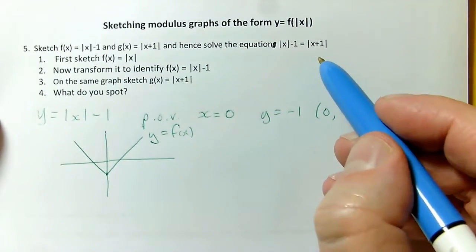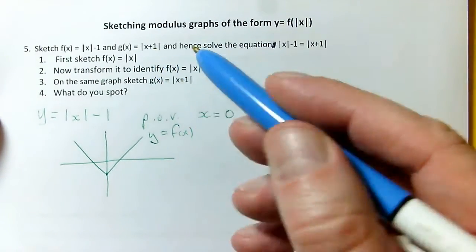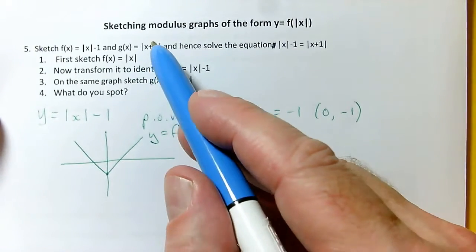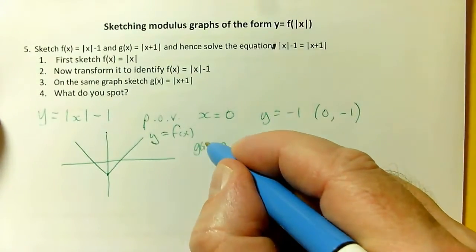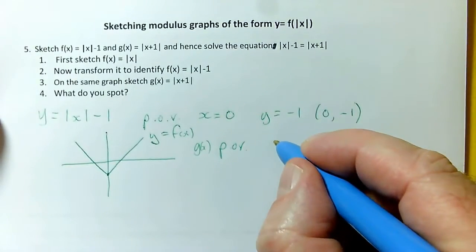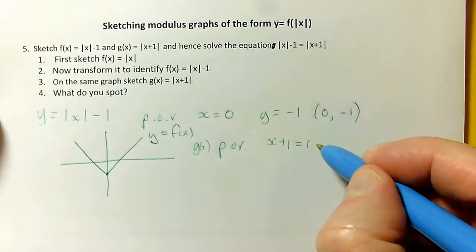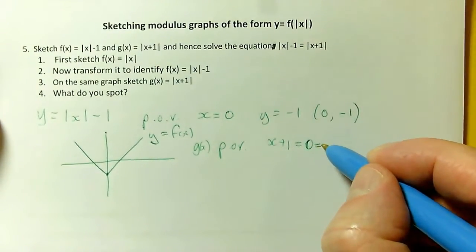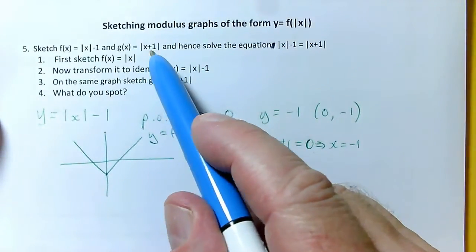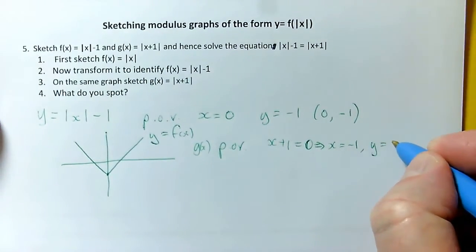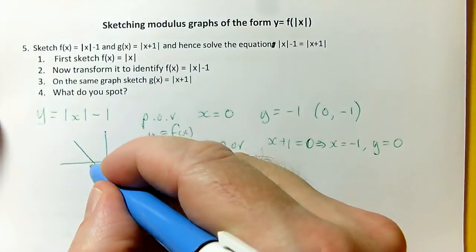And on the same axis, I need to draw the graph of the other one, y equals g of x, where g is modulus of x plus 1. Once again, I could use the point of the v method. So what makes the inside of the modulus 0? For the point of the v for g of x, I need to think about x plus 1, the inside of the modulus of g of x, being 0. So x plus 1 equals 0, and that gives me an x value of minus 1. And y is the modulus of x plus 1, which is 0 at that point, so y will equal 0. So this is a v with its point at (minus 1, 0), change colour, so that's here.